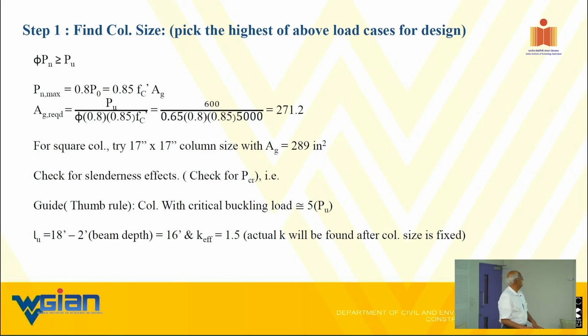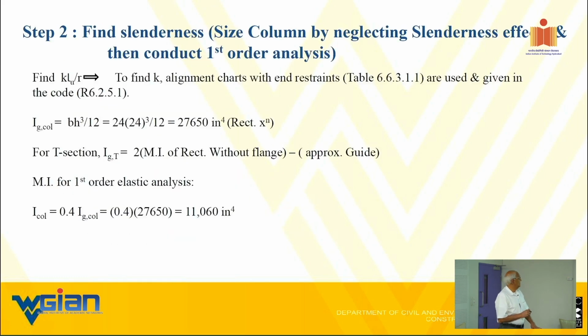So step 1, find the column size. I gave you the bending moment or axial load requirements. So based on that, we are trying to find what is the size. That's right. That's the design. We are away from analysis now into design. So Pn max, if I have 0 moment, that is called Pn max. Means, what is a 0 moment?